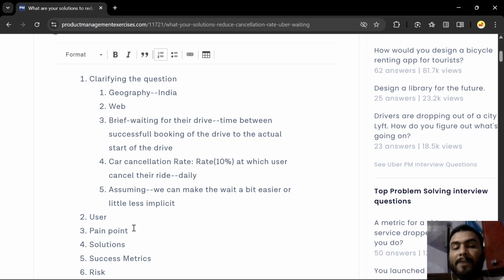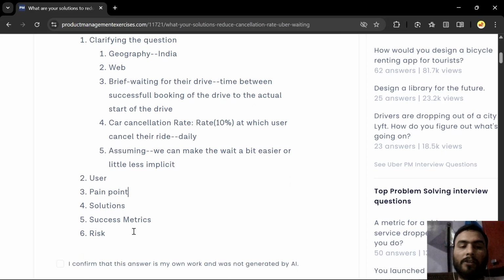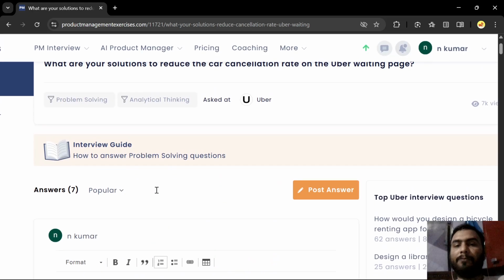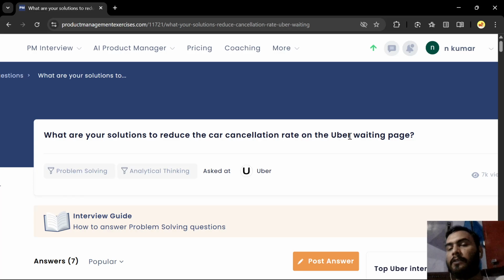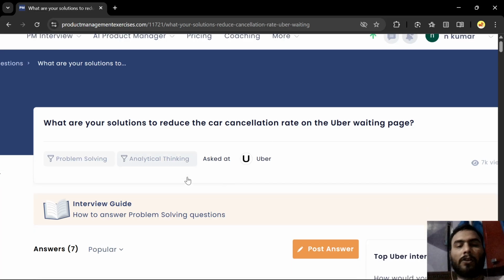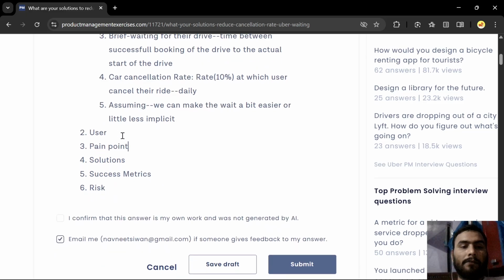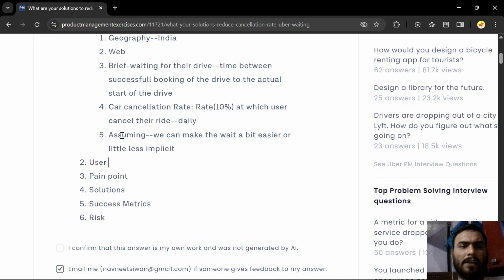Okay, and the exact pain points we will discuss in the third point. Why user, since we have selected that this is the waiting queues that we need to work on. And okay, I think we have clarified what.